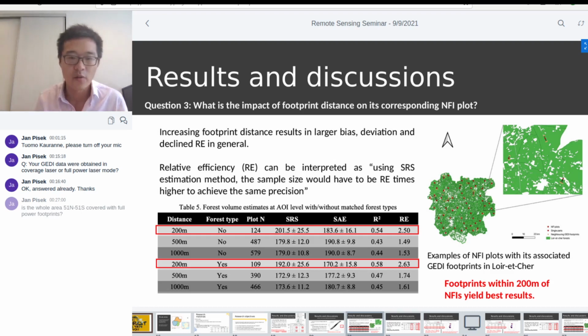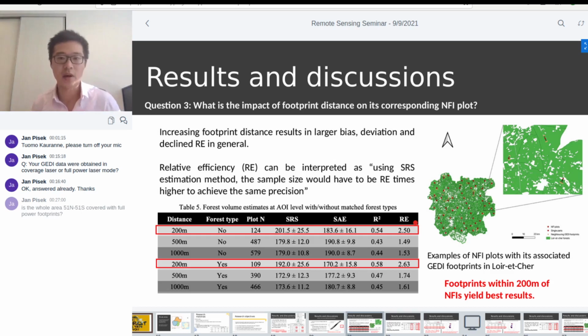So here you see the RE means relative efficiency, and it can be seen in a way as using a simple random sampling method, and the sample size would have been how many times higher to achieve the same precision. As you can see here, at 200-meter, GEDI can improve the relative efficiency by a factor of around 2.5. So it's actually a very good result, I would say.